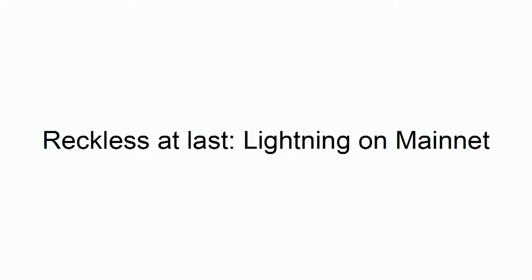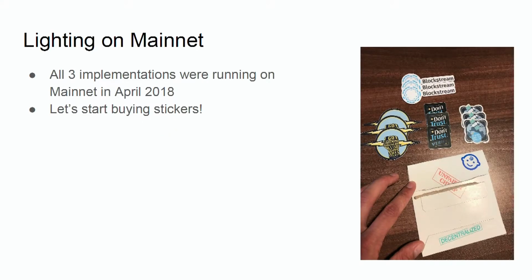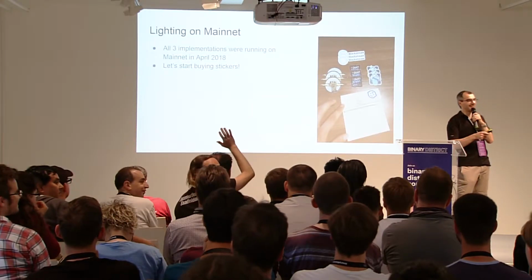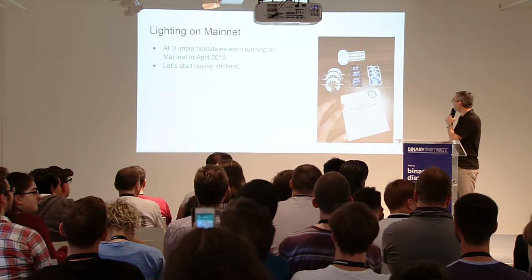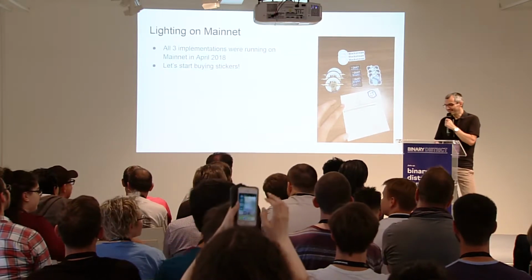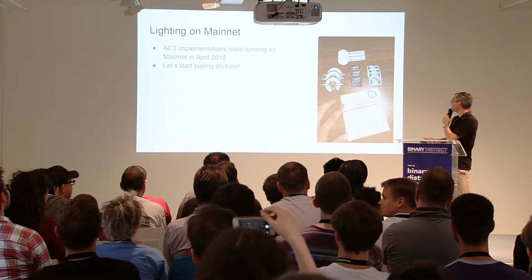The first company to go to mainnet was Blockstream, then Lightning Labs, and then us. And from April, every implementation was on mainnet. And the first thing people did was to buy stickers. Who bought stickers with Lightning? Okay, good. People bought stickers, and it worked fairly well.